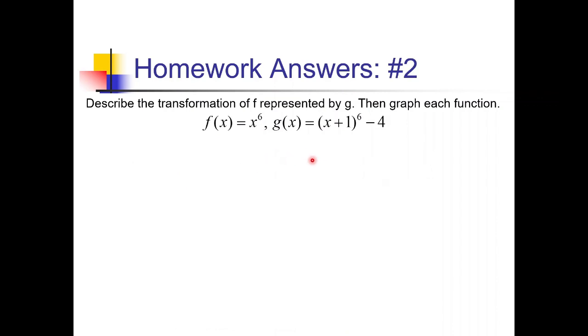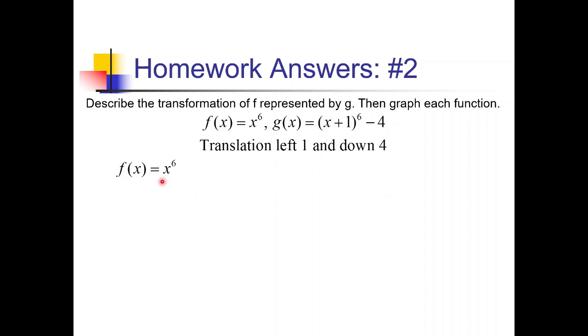To graph this transformation, let's first describe what's happening. This plus 1 inside the x to the sixth function is giving us a shift left of 1. The minus 4 outside, it's outside so it's vertical, and it's what we expect, so that's going to be down 4. So left 1, down 4.